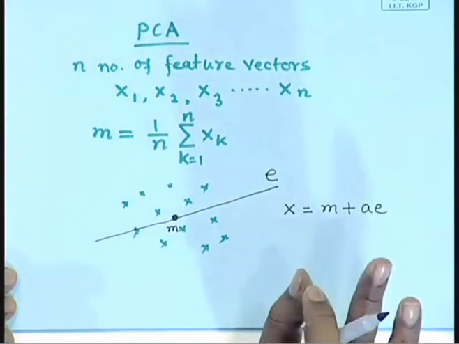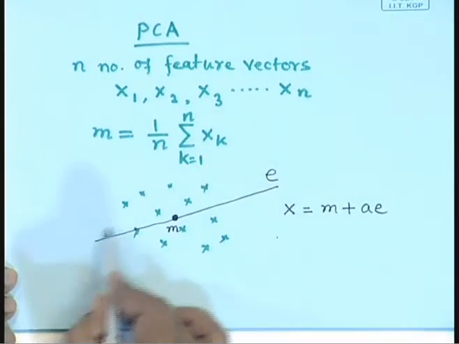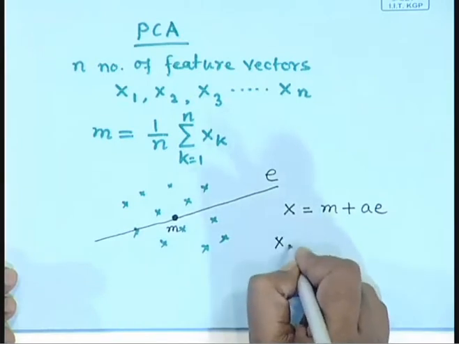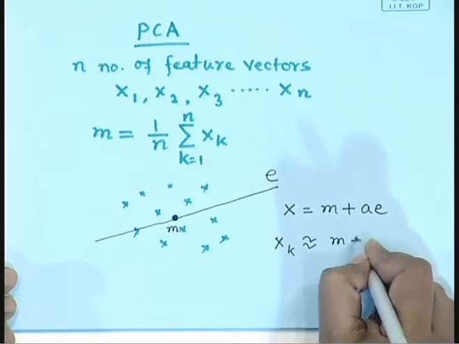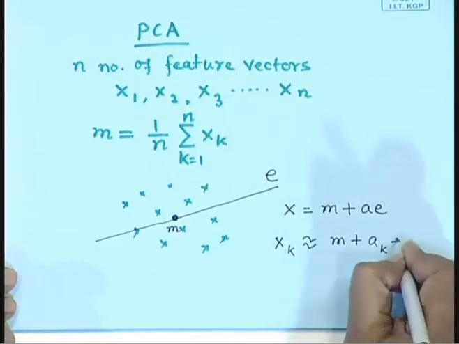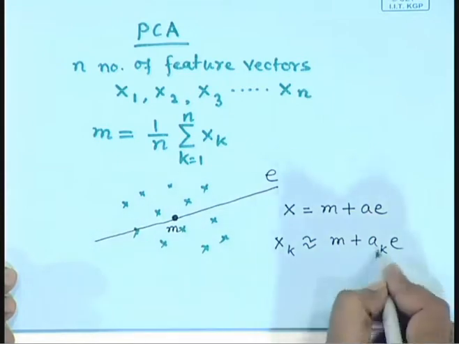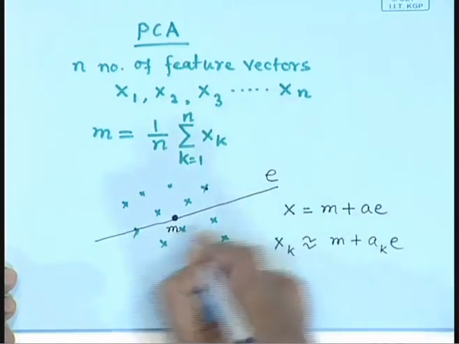Given this, I can represent a point x k on this line by m plus a k times e. We will see what will be the best possible value of this a k. For different points, I will have different values of this a k. So, this a k represents where the point x k is mapped onto this line.